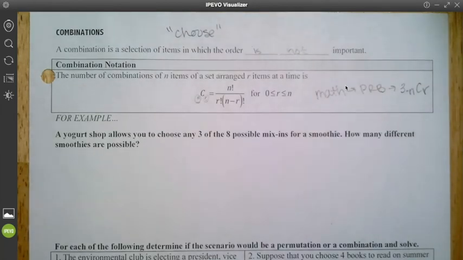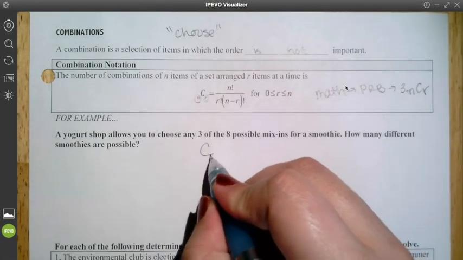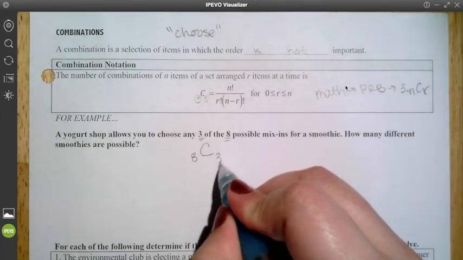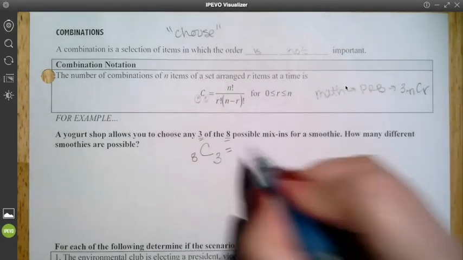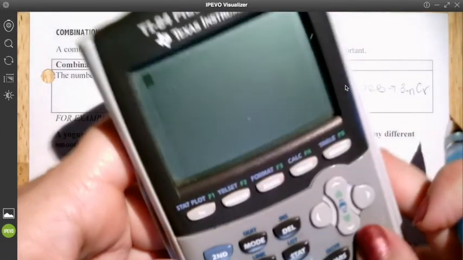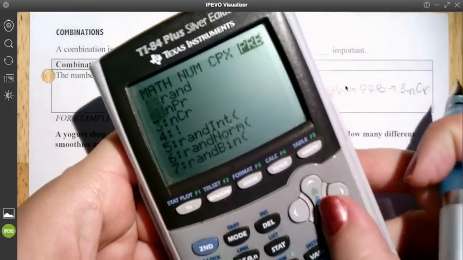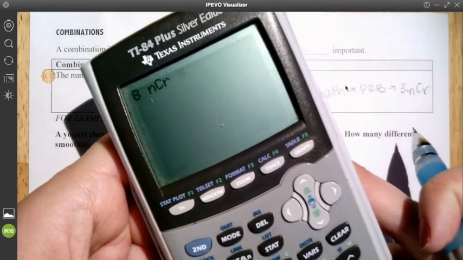A yogurt shop allows you to choose any 3 of the 8 possible mix-ins for a smoothie. How many different smoothies are possible? It doesn't matter if I chose it first, second, or third. It's going into a smoothie. They're all getting mixed together. So the order does not matter, and therefore I'm going to use choose. How many options do I have? 8 options. How many can I choose? 3 of them. And so we get 8 choose 3. So we're going to do 8, math, probability, choose 3.